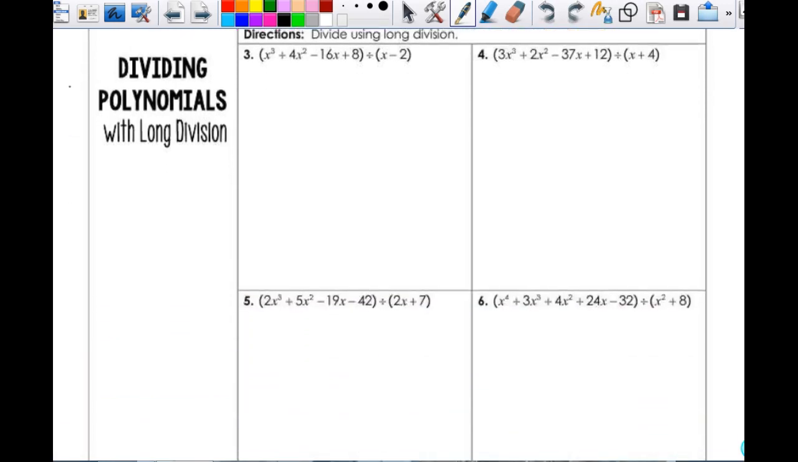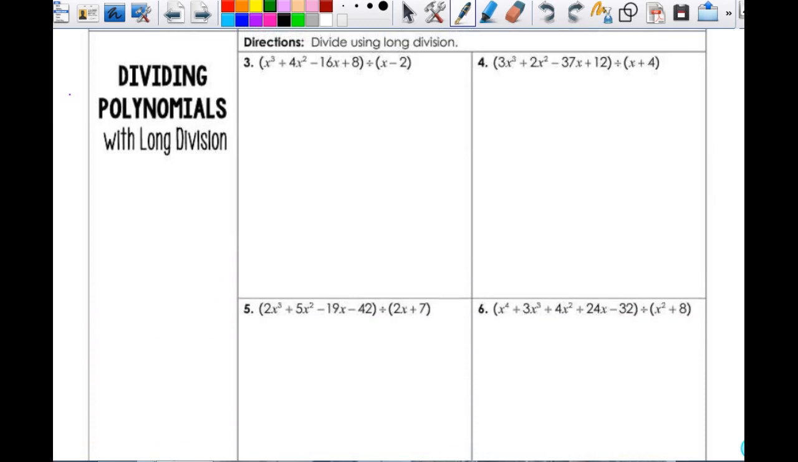Now we're going to do this with polynomials, which looks terrible when you see somebody else's work, but it's really not that bad at all. So you have two pieces here. This is your divisor, because it's what you're dividing by. This is your dividend. So x minus 2 divides into x cubed plus 4x squared minus 16x plus 8.